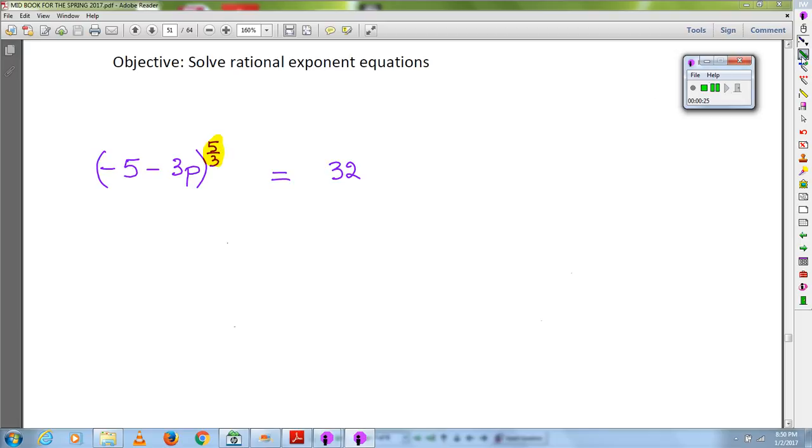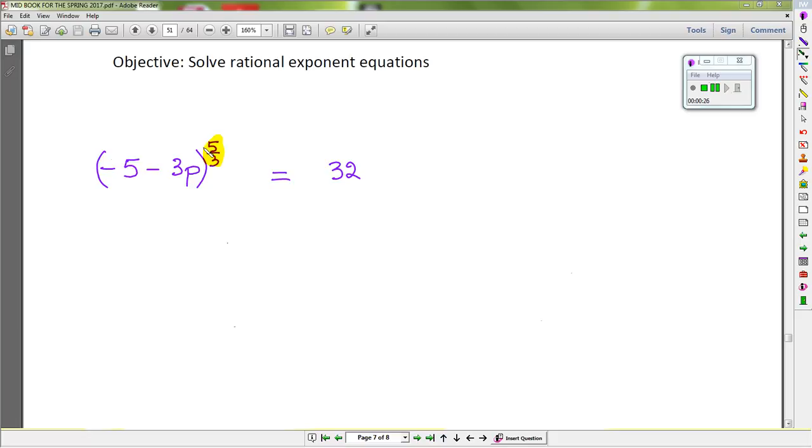The first thing we have to do is multiply both sides, or raise both sides, to the power of the reciprocal of our exponent. So we flip it, and it will be 3/5. Again, we raise the right hand side to the power of 3/5. On the left hand side, we multiply the two fractions, which gives us 15/15, so just 1. So you think about this as -5 minus 3p to the power 1.